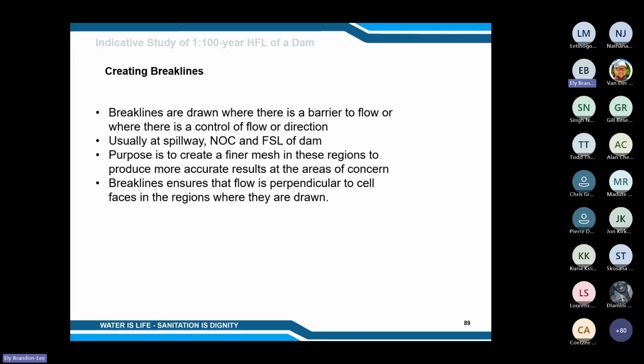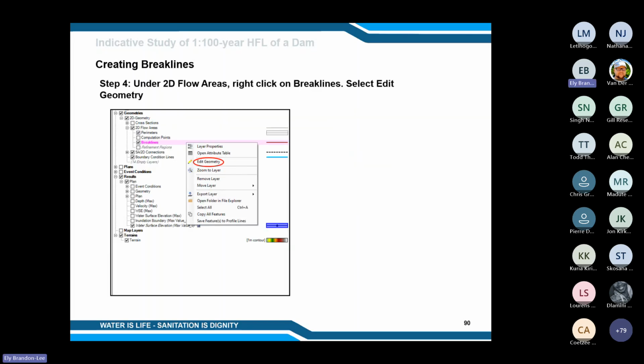A break line is usually added where there is a barrier to flow or where there is a control of flow or direction. I therefore added break lines at the spillway, the non-overspill crest level, and the full supply level of my dam to create a finer mesh in these regions compared to the global mesh to provide more accurate results in these areas of concern.